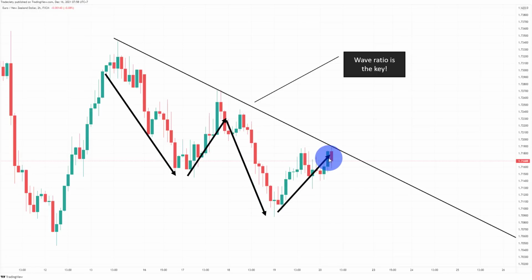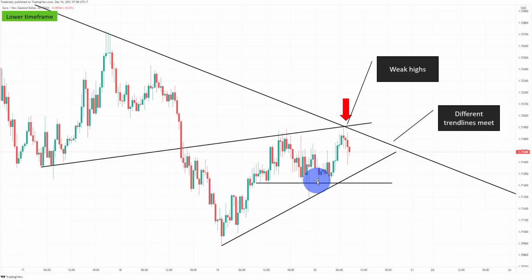And now we are at a corrective wave again. So the market is pulling back a little bit, we are hitting the trend line, and because we are in an overall downtrend and the trend line is going down, we want to look for shorting opportunities right here. But a trend line alone is not enough. We have to look on the lower time frame, and we have to find other confluence factors.